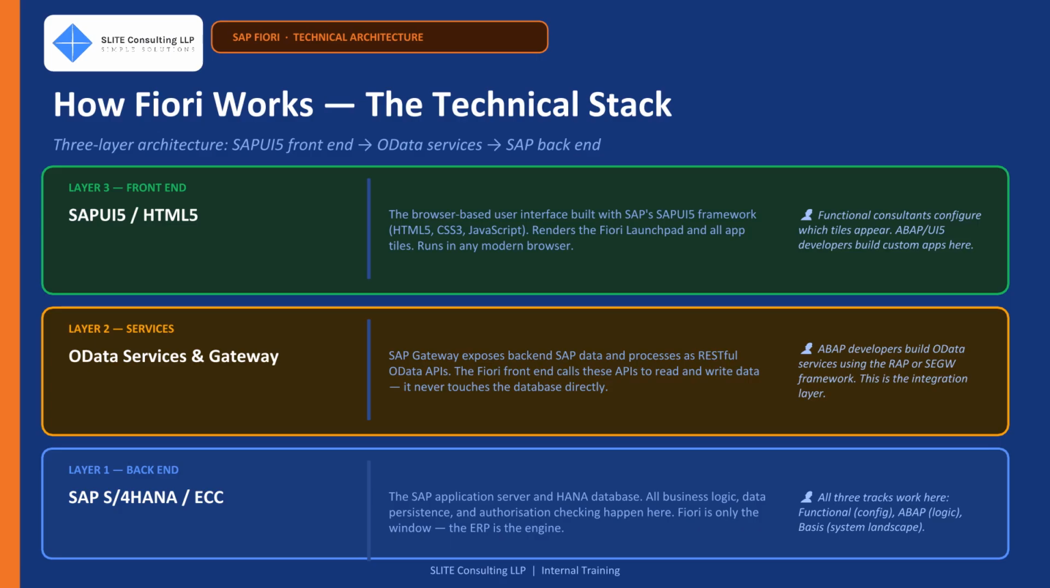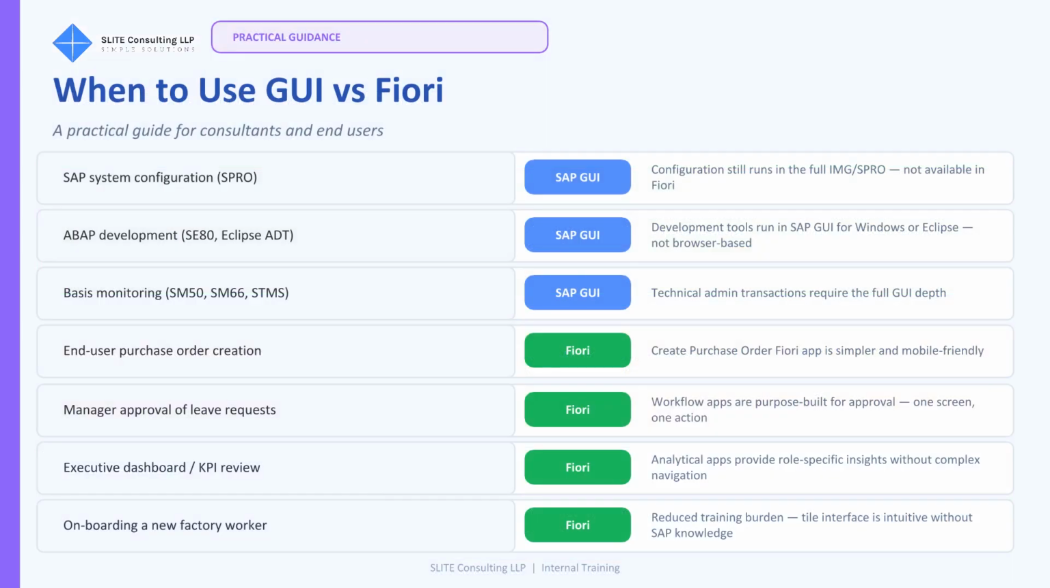checks actually run. A practical guide for when each interface is the right tool. SAP GUI remains the right choice for system configuration in SPRO, ABAP development in SE80 or Eclipse ADT, and basis monitoring transactions like SM50, SM66, and STMS. These require the full depth of the desktop client and are not exposed in Fiori.